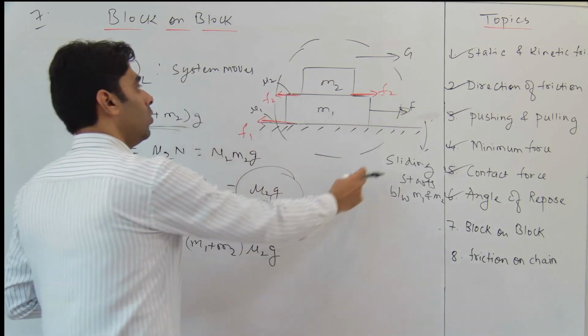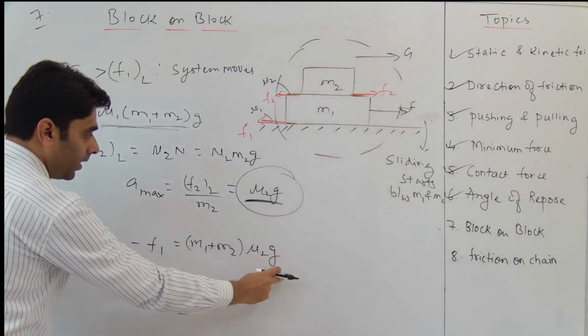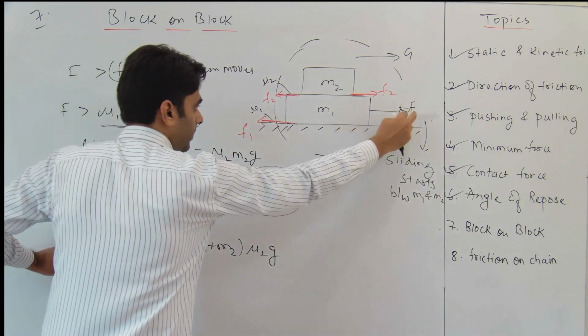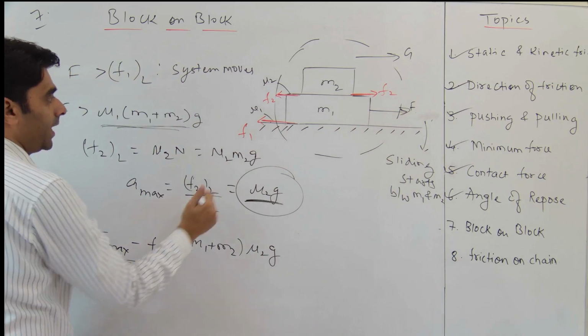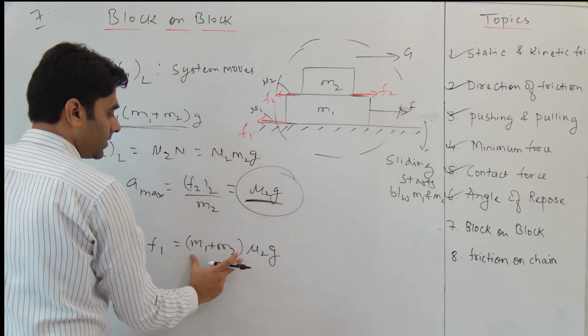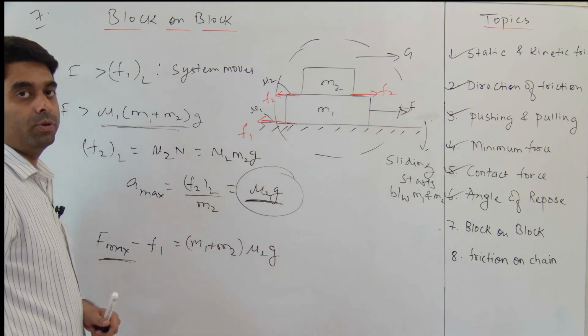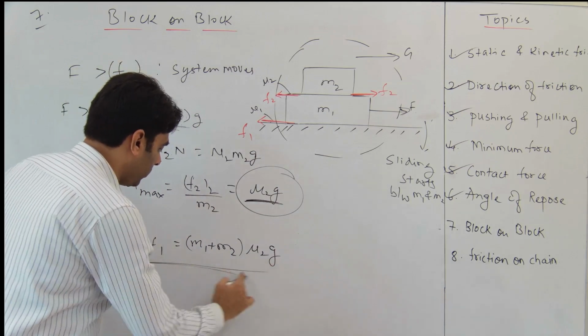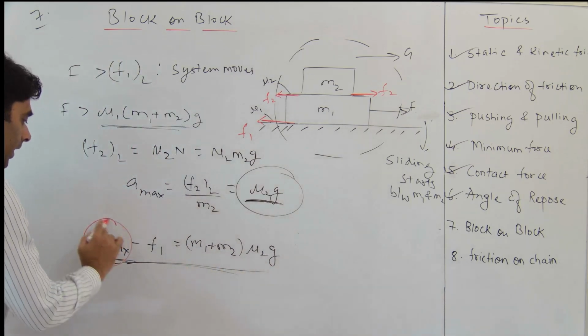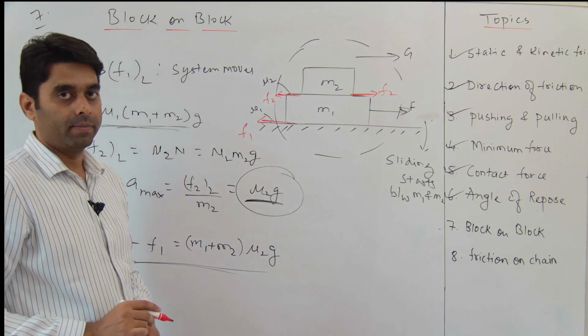Now for this whole system, we are applying F net equals to ma. On the whole system, the external force is F max. Over here, F max minus F1 is equal to the total mass m1 plus m2 into the acceleration, which is your mu2g. So with this equation, we can calculate the force value at which the sliding will begin, right?